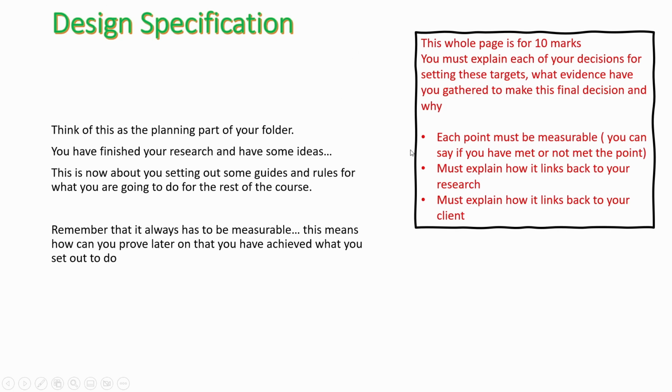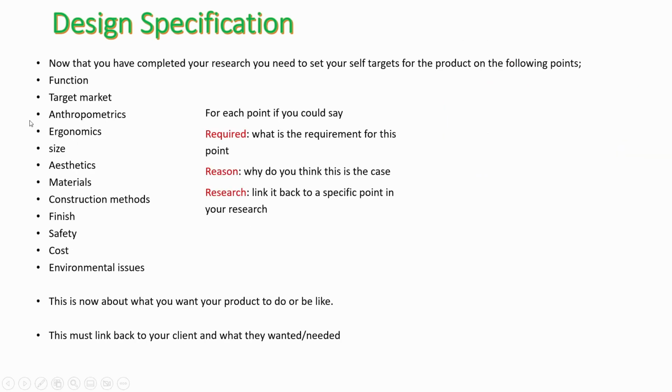As I said on this point here, each point must be measurable. You also need to explain how it links back to your research. So again, talking about the fact that each page of your research is relevant, and it must also link back to your client's needs as well. So these 3 points are really, really important. Okay, so measurable, link it back to your research, link it back to your client. Now I'm going to show you a couple of examples in a second, but these are the targets or subheadings that you need to have. So function, target market, anthropometrics, ergonomics, size, aesthetics, materials, construction methods, finishes, safety, cost, environmental issues.